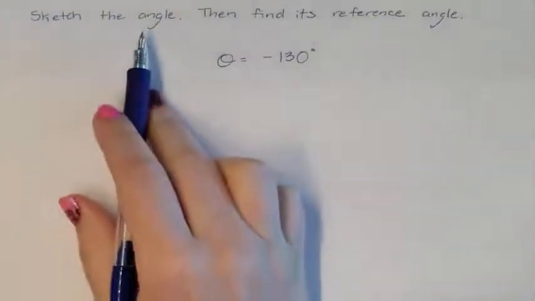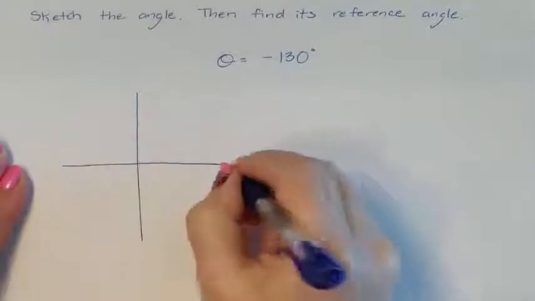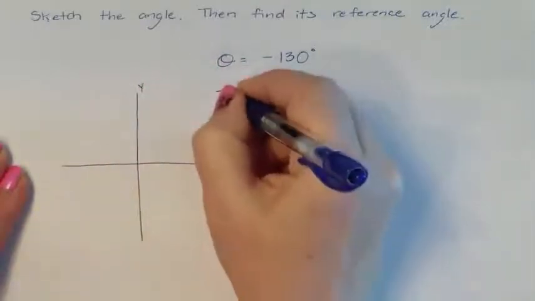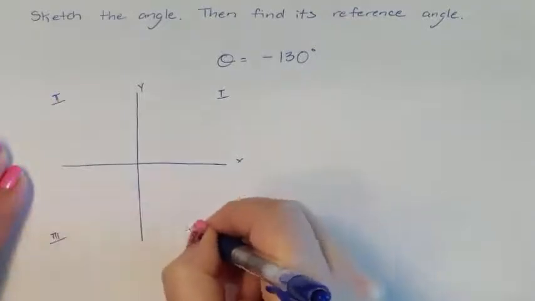So we're being asked to sketch the angle. We have negative 130 degrees. So here is my xy axis. Quadrant 1, 2, 3, and 4.